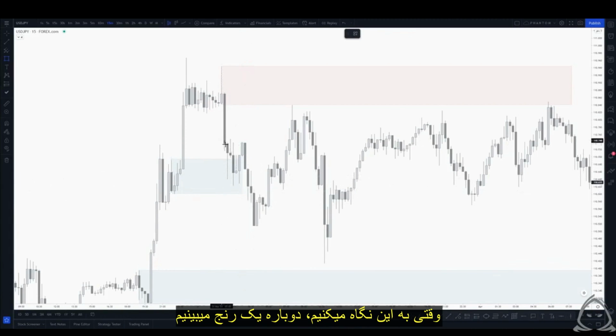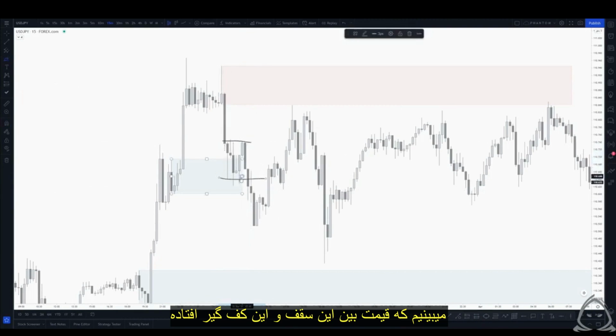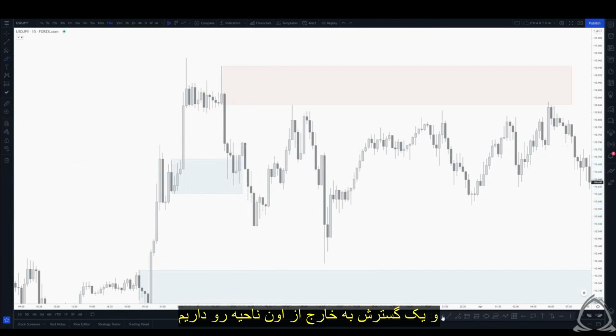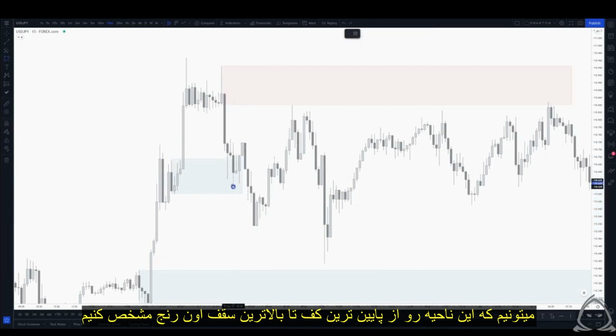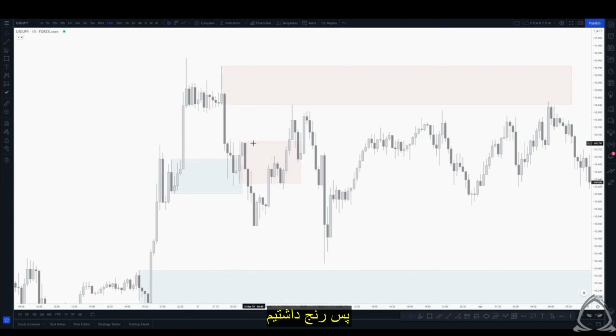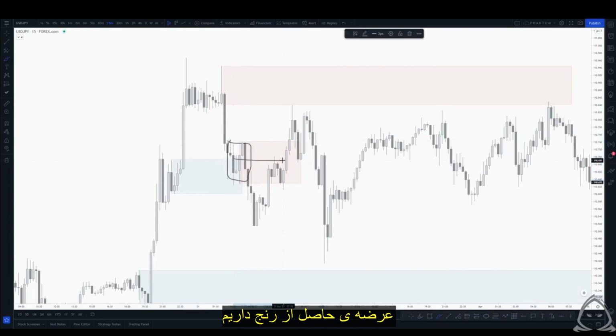So when we look at this, what we can see is, again, we have a range in price. We can see that price is caught between this high and this low. We're getting that price action, and then we get an expansion out of that zone. So what we can actually do is draw it from the lowest low to the highest high of that range, or more specifically, we could also just factor in this pivot in price as a pivot supply zone. So we had our range, just grab that. We have our range created supply.